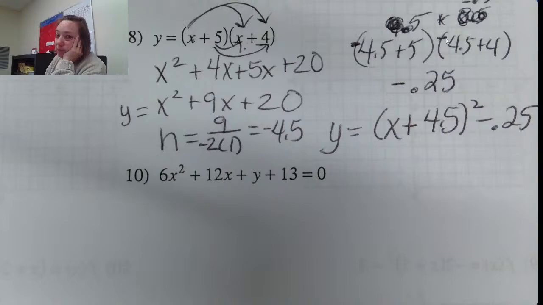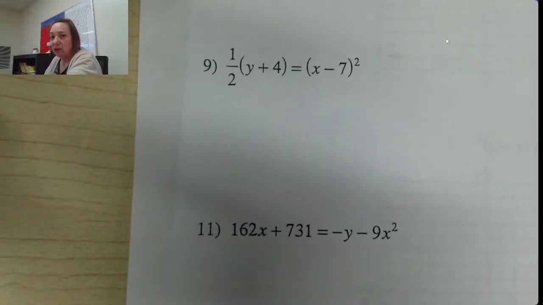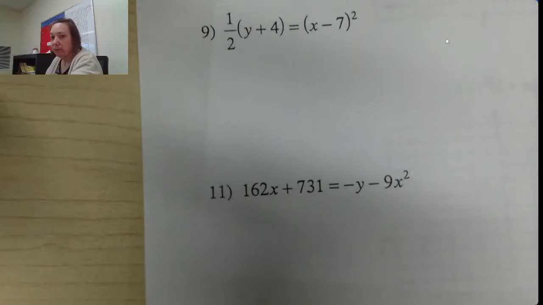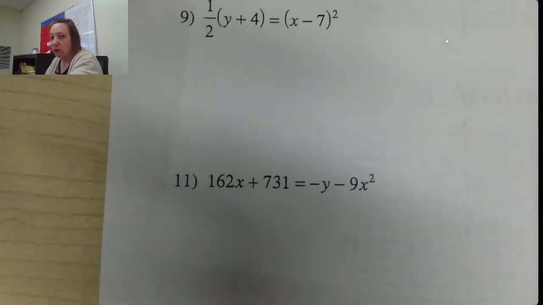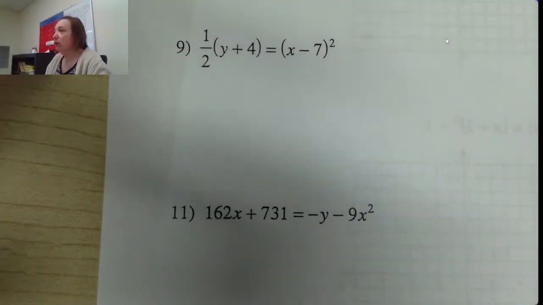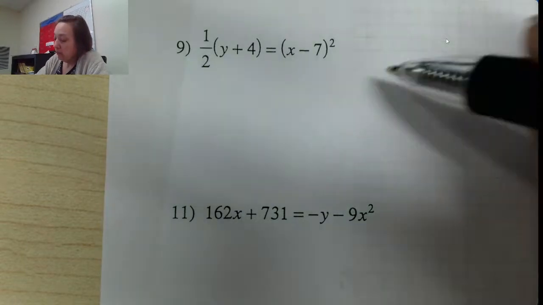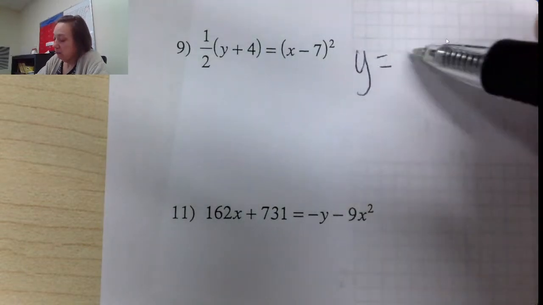Everybody? Okay, look at 9 with me. Now, before we look at 9, I want you to know that 9 looks incredibly hard, and 9 is actually probably the easiest one on the whole page. But it looks hard, but it's not hard. So remember, our goal on this worksheet is to get our equation in vertex form. That's what we want. Vertex form looks like this.